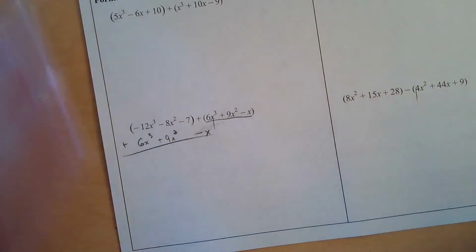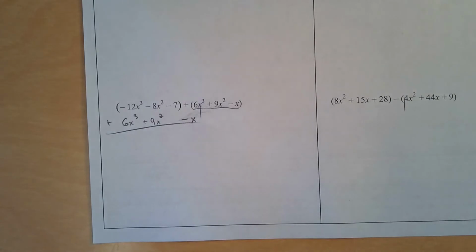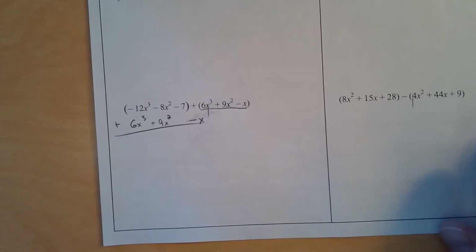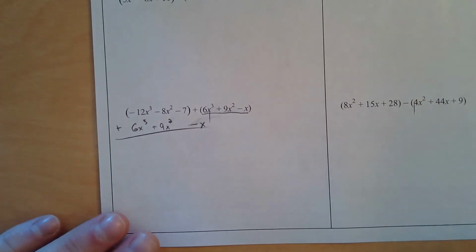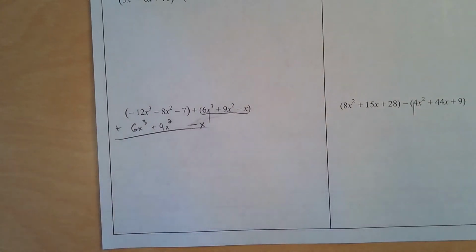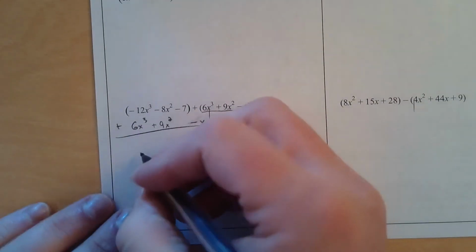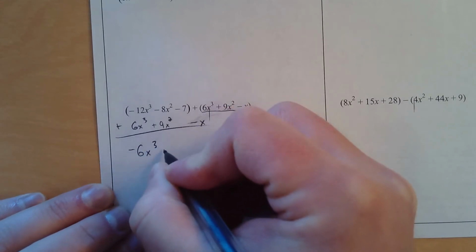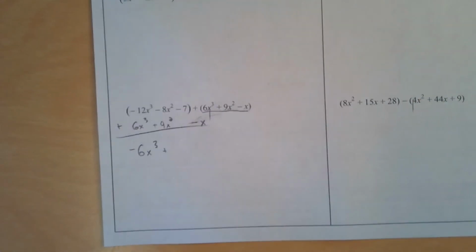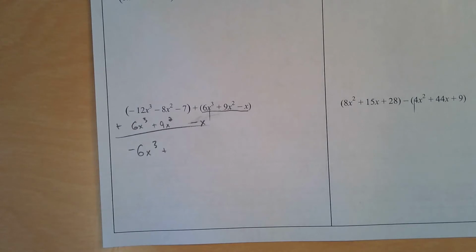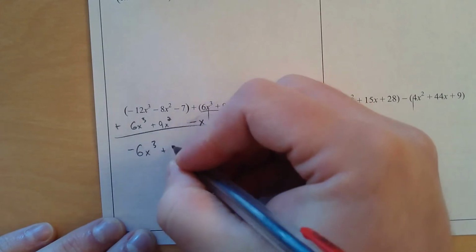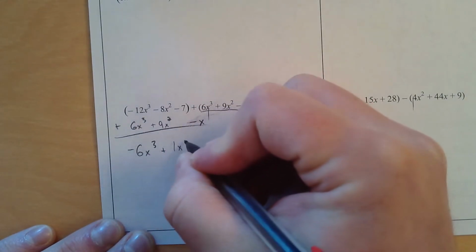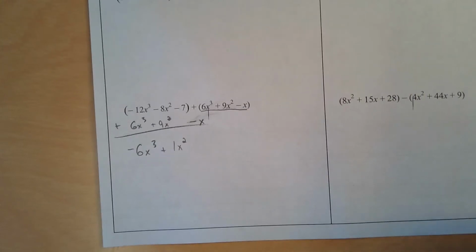So now when I add these together, I'm going to do negative 12x cubed plus 6x cubed. That's like I'm $12 in debt, and then I find $6 or something. I'll give those $6 to the person that I owe money to, but I'll still owe them more money. So I'm going to have negative 6x cubed. And then negative 8x squared plus 9x squared. That's like I owe somebody $8, but then I find $9. I'll pay off my entire debt there, and I'll be left with 1x squared. So $1 in my pocket.